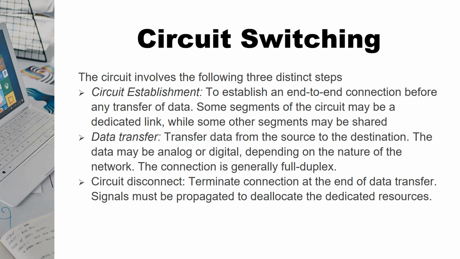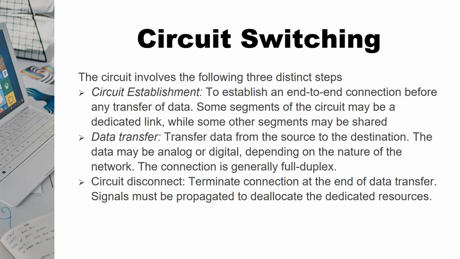Then there is circuit disconnect. When the data transfer is complete, the circuit is disconnected and the dedicated path is released. To terminate the connection at the end of a data transfer, signals must be propagated to deallocate the dedicated resources.